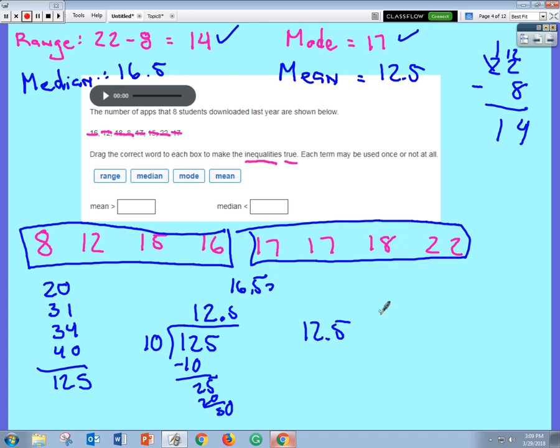According to my math, the mean is not greater than anything in this data set. What am I doing wrong? I have to be doing something wrong.